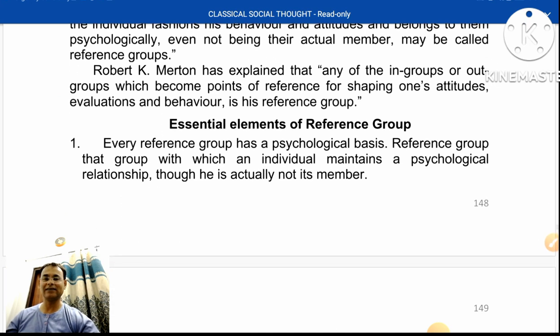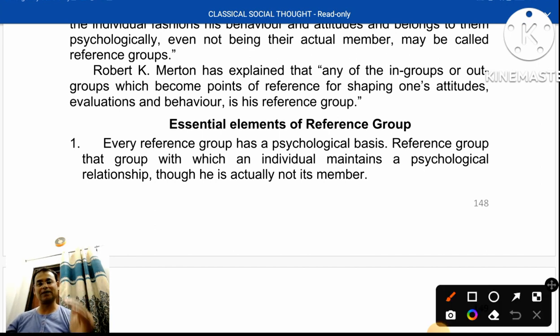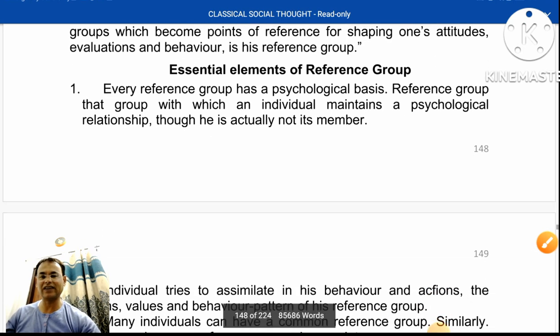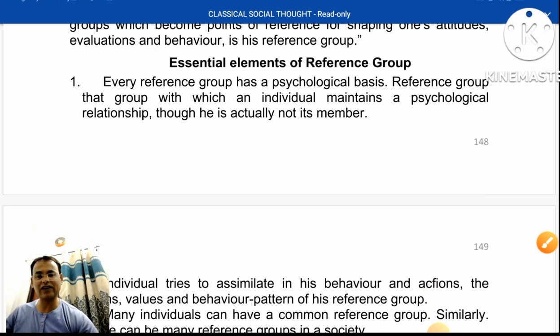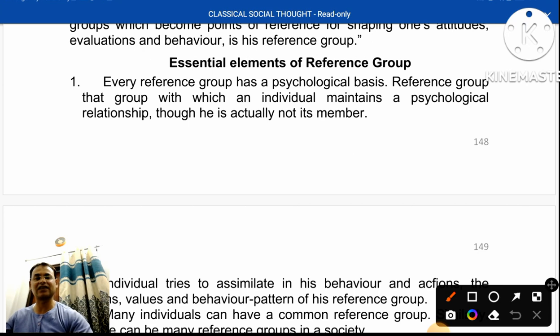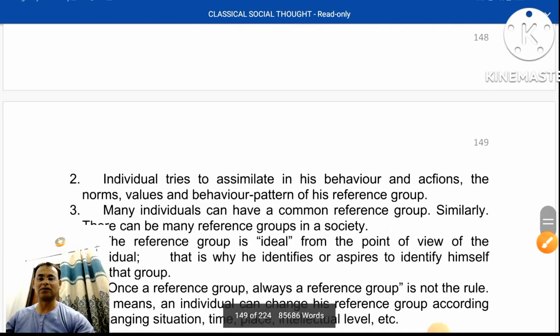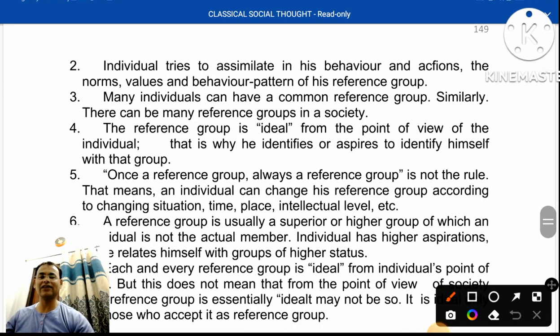Robert K. Merton explained that any in-group or out-group which becomes a point of reference for shaping one's attitude, evaluation and behavior is a reference group. An essential element of reference group: every reference group has a psychological basis. Very important. The individual tries to assimilate in his behavior and action the norms, values and behavior patterns of the reference group.